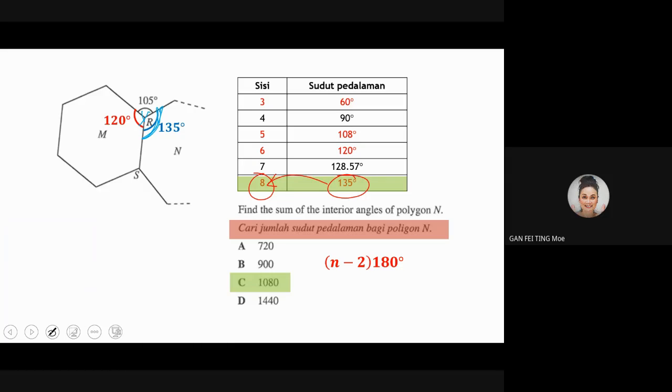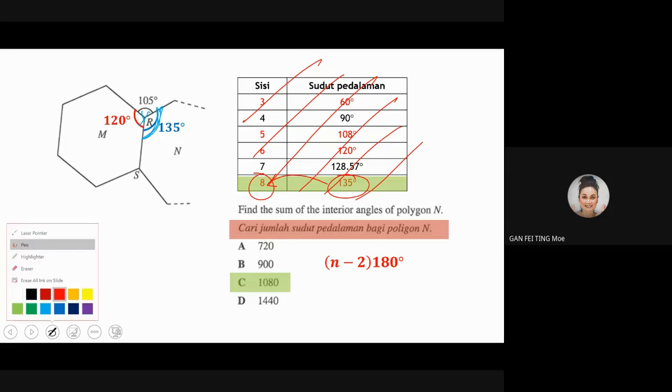Okay. Another way that I want to share with you, if let's say you don't memorize this, what can you do? You go for a calculation. That will be the concept of solving. So what can you do here? Okay, you go for the exterior angle, right?